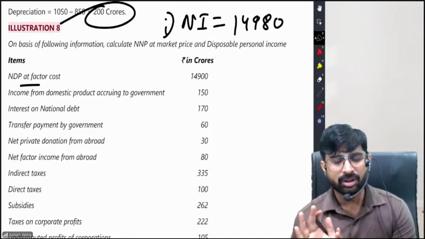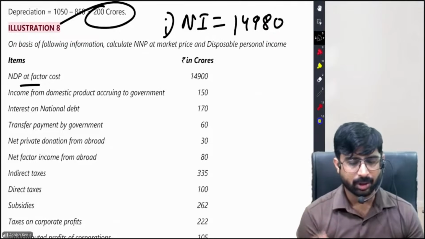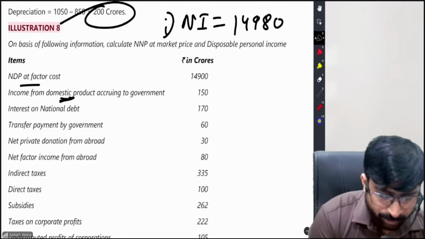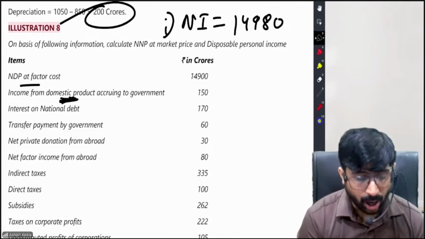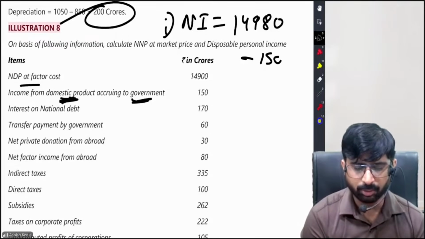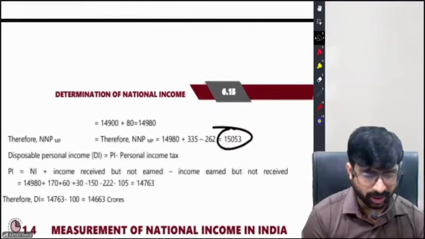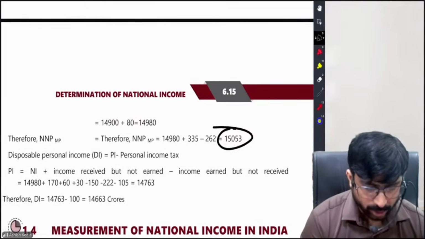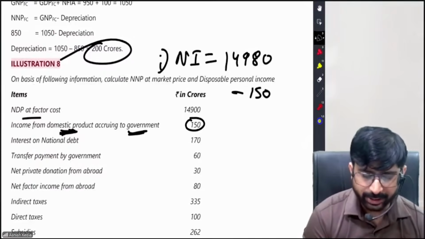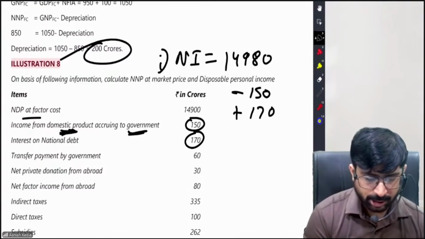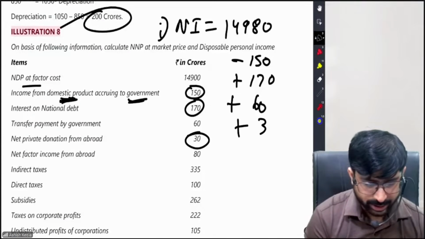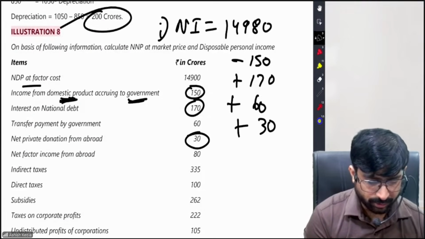Now my target is personal income. Okay, not personal disposable income. That's not my target. So here it is. Income from domestic product accruing to government. Will it be added? No. Remove 150, because it is accruing to government. It's not our case. We remove that. Interest on national debt. Add it. Transfer payment by government. Add it. Private donation from abroad. Add it. NFIA, nothing doing.